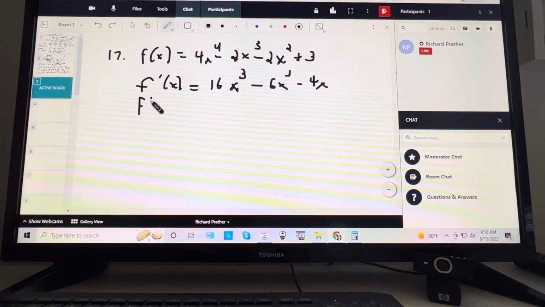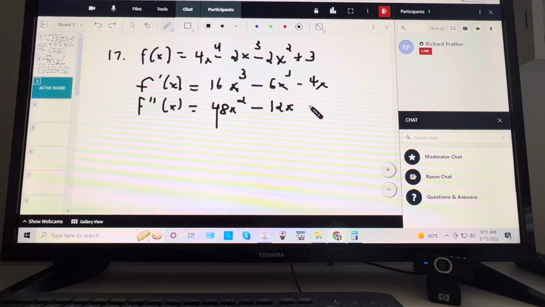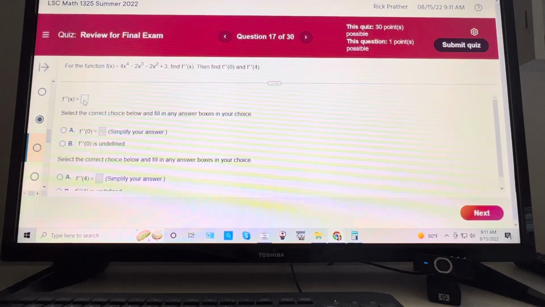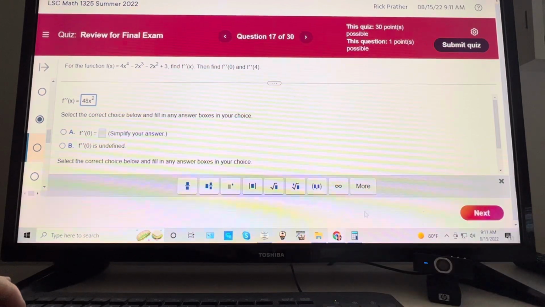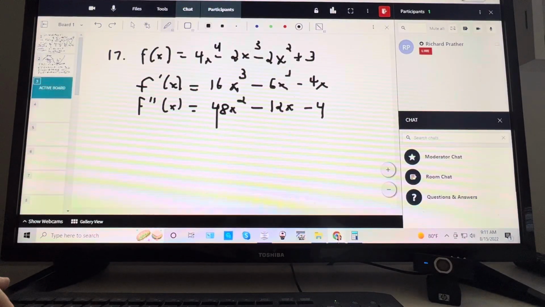Then I can do the derivative of the derivative, which is the second derivative. 16 times 3 is 48. Decrease the exponent by 1. 6 times 2 is 12. Decrease the exponent by 1. The derivative of negative 4x is just negative 4 because that's linear. So this is the first answer they want. The second derivative function is 48x squared minus 12x minus 4.